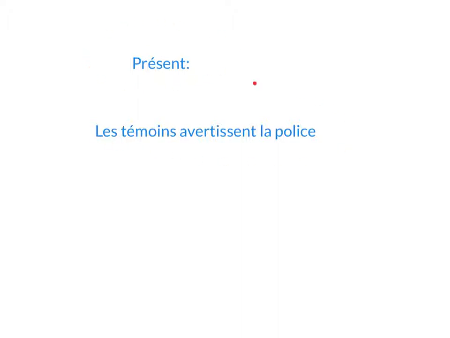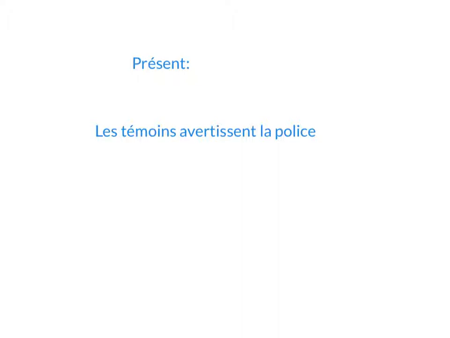So let's have a look at our first example in the present tense. We've got a sentence here which is in the active form. Les témoins avertissent la police. So the witnesses call the police. At the moment, the emphasis is really on les témoins, the witnesses. But we could say that it doesn't matter who calls the police, what matters is that the police is called. So that's when the passive is going to come into play.